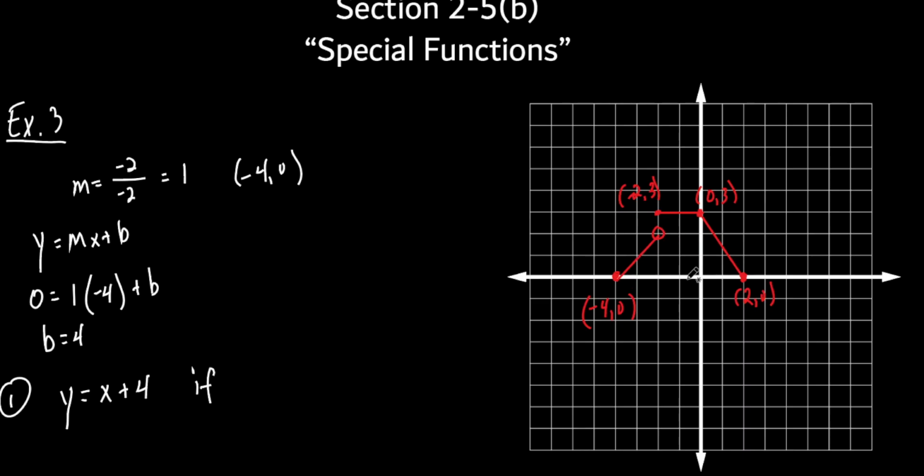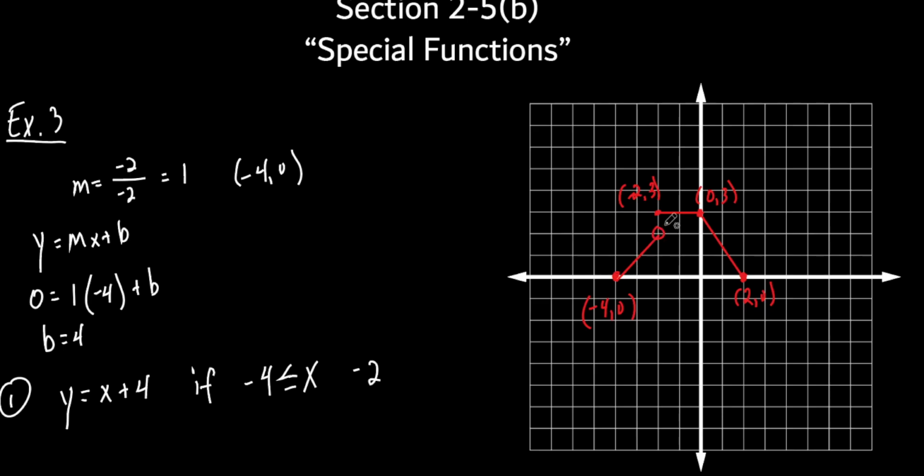Well, where does it start? What's the smallest x value of this little line segment? Negative 4. And then it keeps going until it gets where? To here. To where? Negative 2. So x has to be between negative 4 and what? Negative 2. But this is a solid line. So what am I going to put here? Less than or equal to.